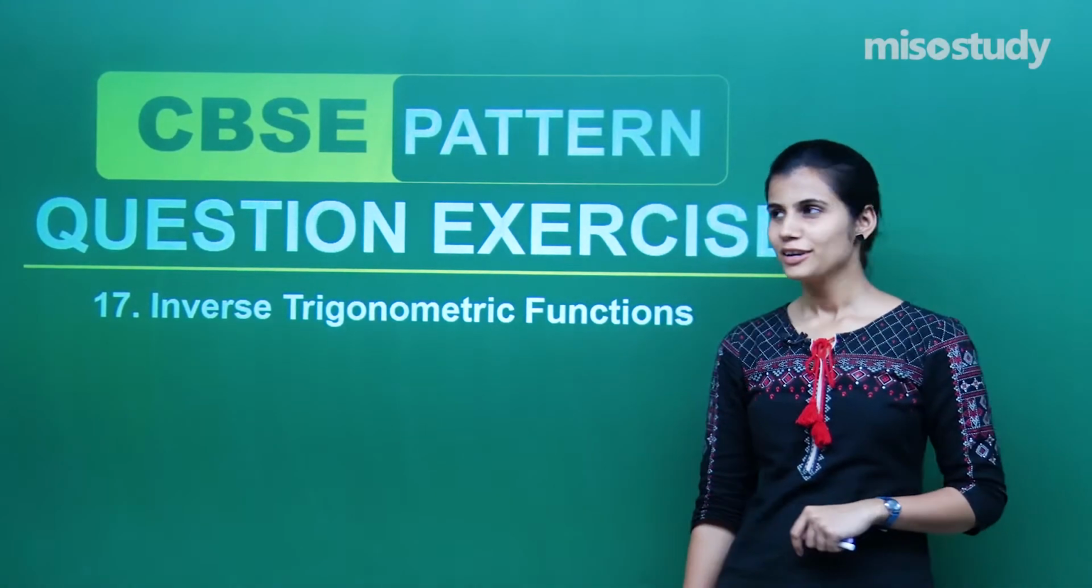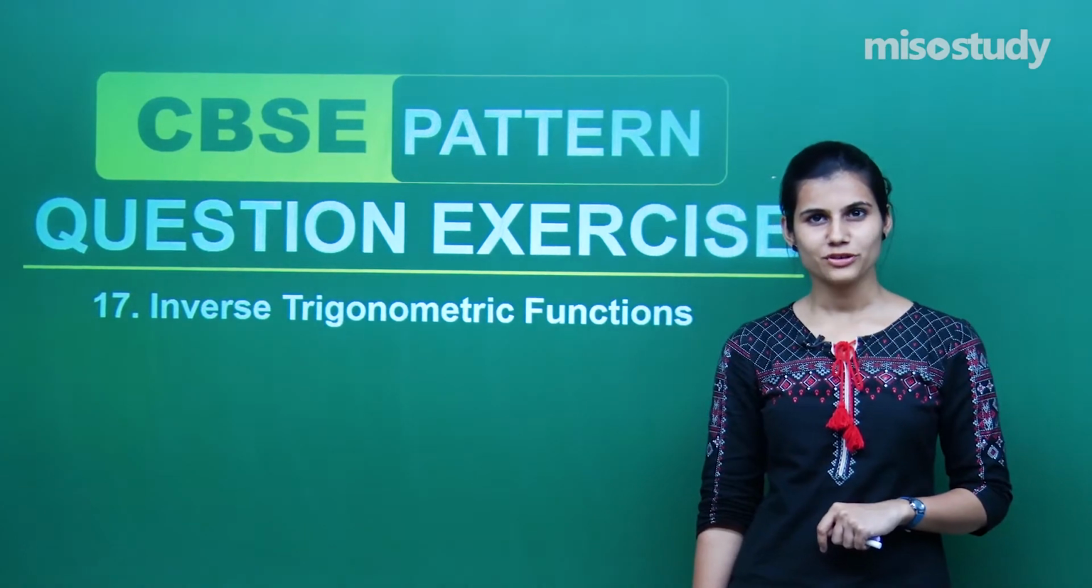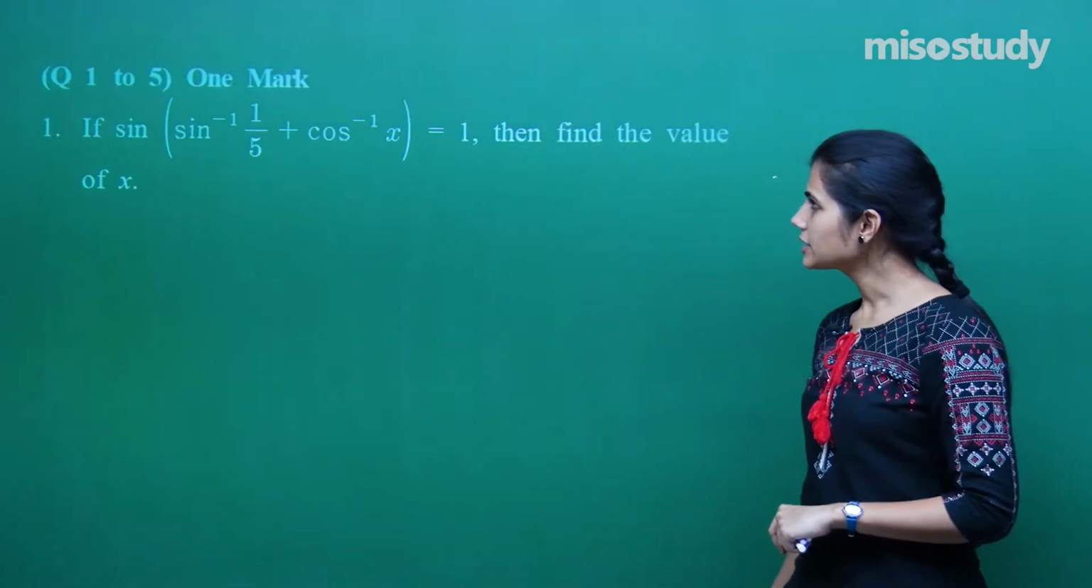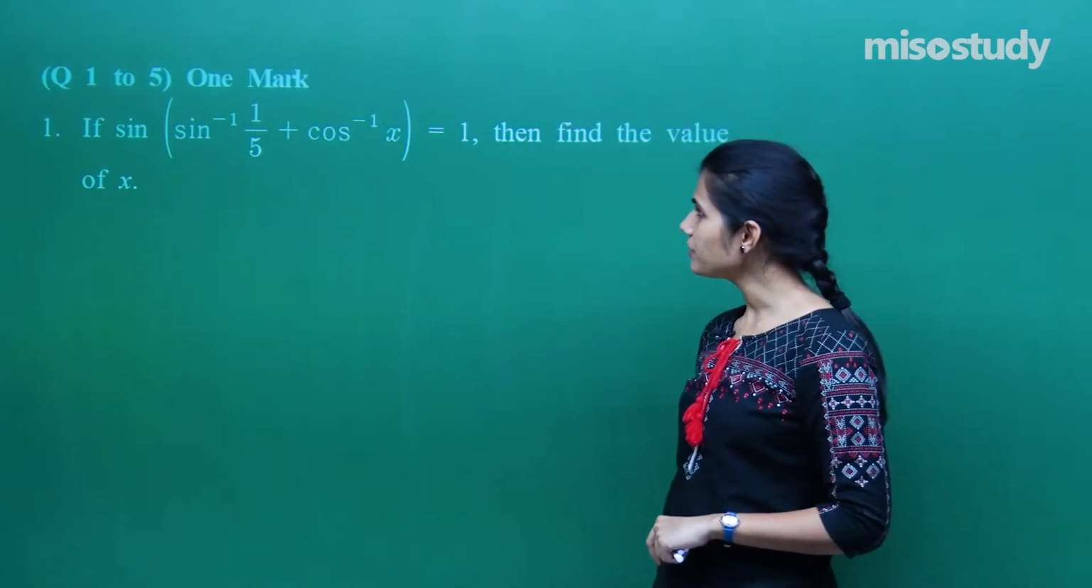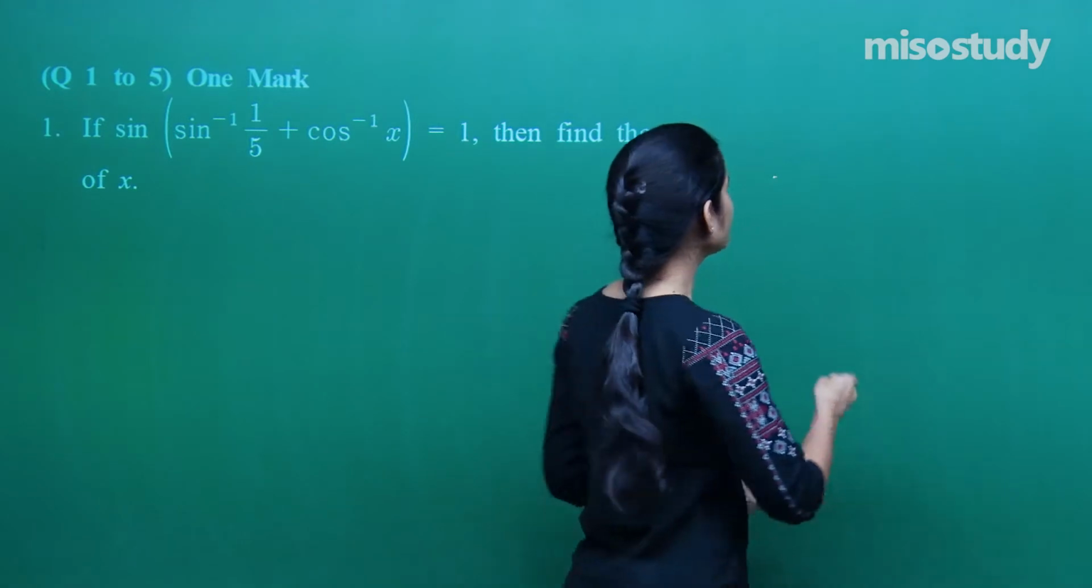Hello everybody. We need to now discuss the CBSE pattern question exercises for inverse trigonometric functions. Let's begin with the first question carrying 1 mark. If sine of sine inverse of 1 by 5 plus cos inverse x is 1, then find the value of x. Let's write down the expression.